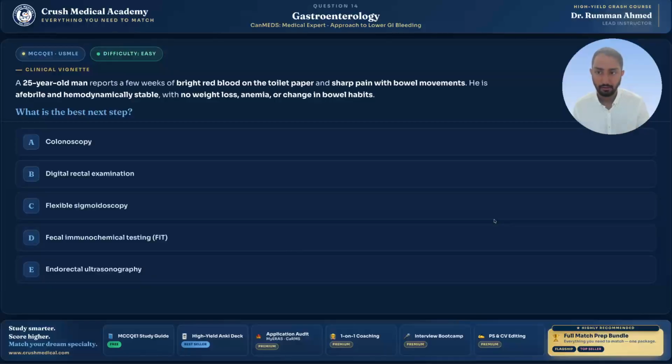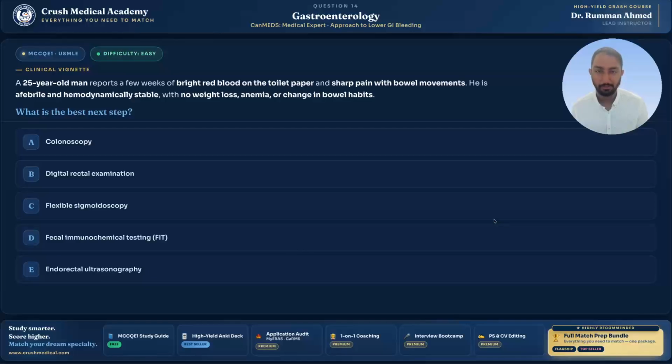Okay, so let's jump right into it. A 25-year-old man reports a few weeks of bright red blood on the toilet paper and sharp pain with bowel movements. He is afebrile and hemodynamically stable with no weight loss, anemia, or change in bowel habits. What is the next best step?